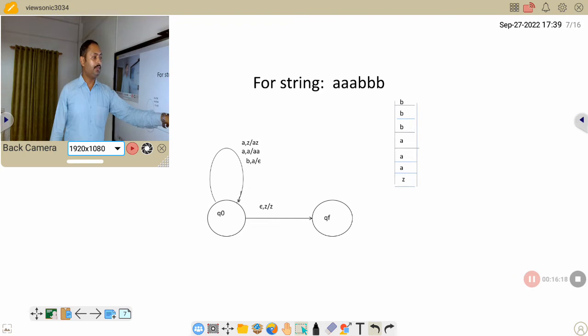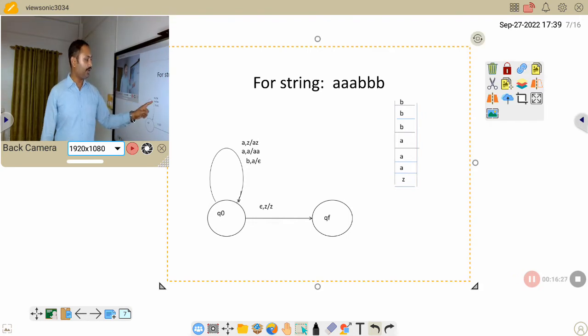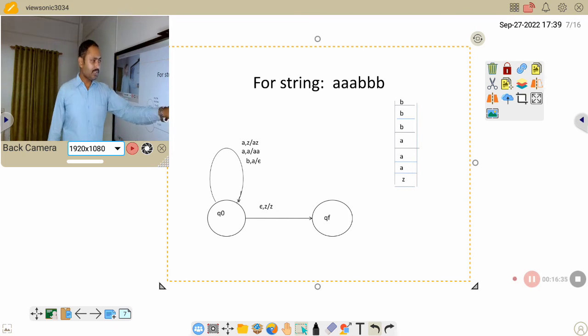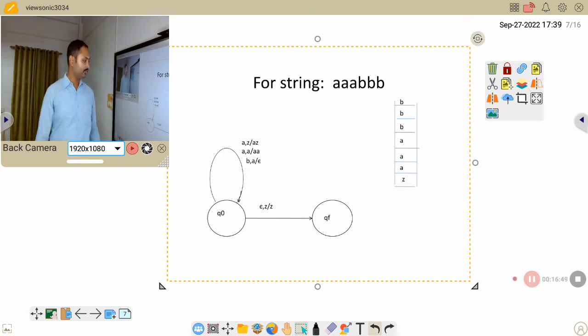Now we are going to insert another A. Our input symbol is A and the top of the stack is also A, so we can easily add A over A. Now what will happen for the first B? Our input symbol is B and the top of the stack is A. If this condition happens, then we have to remove these two symbols, B and A. So this is the transition. If our input symbol is B and the top of the stack is A, then we have to delete both of them.